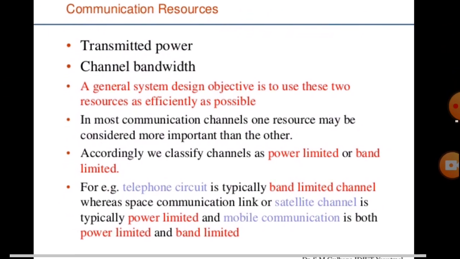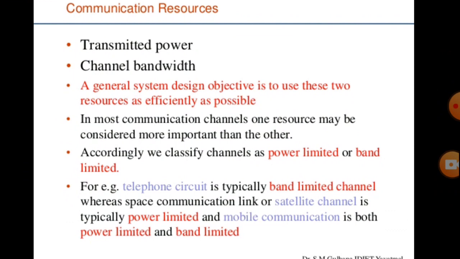Then transmitted power and channel bandwidth. A general system design objective is to use these two resources as efficiently as possible. In most communication channels, one resource may be considered more important than the other. Accordingly, we classify channels as power limited or band limited.